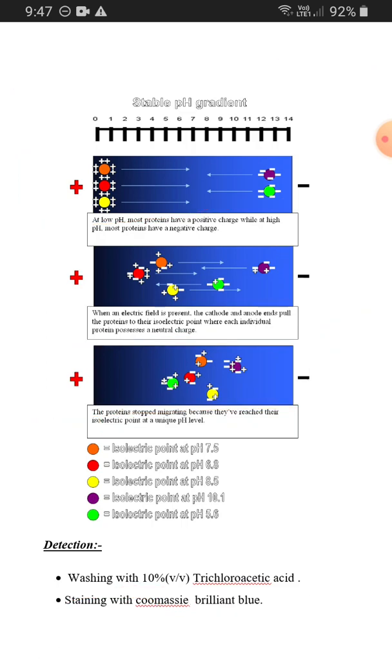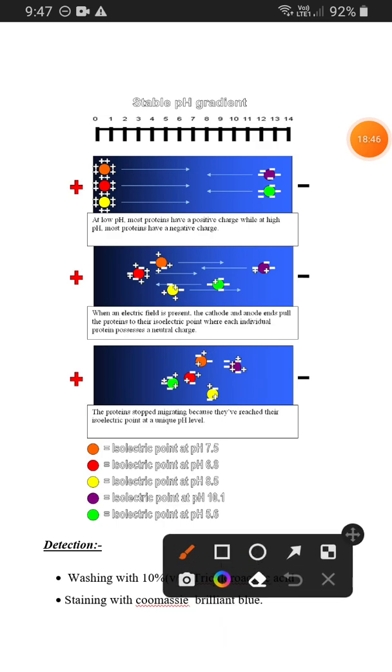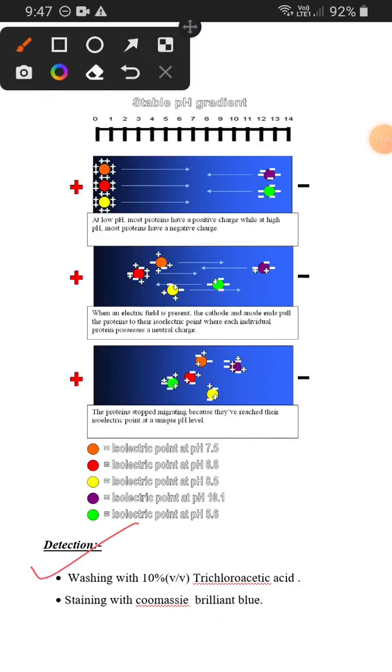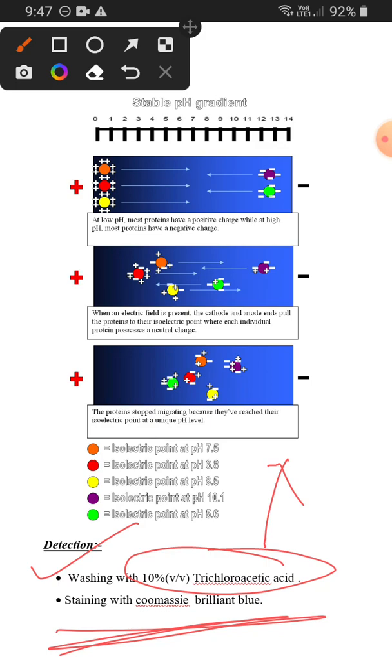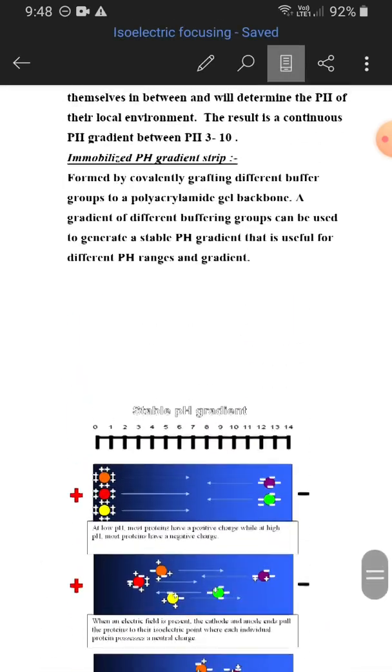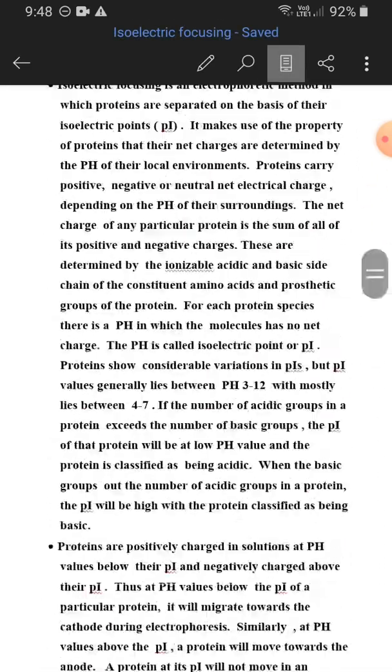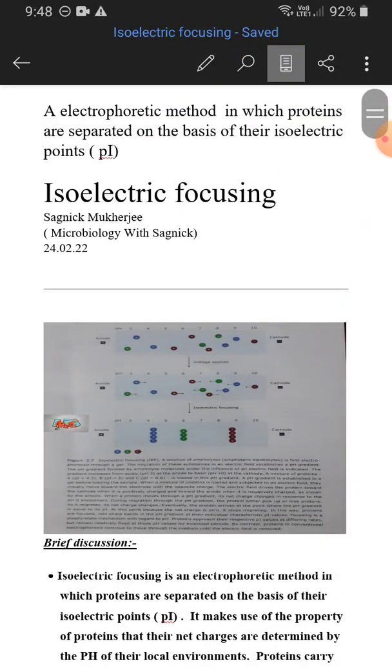So for that, the first goal will be to wash them. We can easily wash them with the help of 10% volume by volume trichloroacetic acid, and after the washing we will use staining with Coomassie brilliant blue. Okay, so that is how the detection can be done. After staining with Coomassie brilliant blue, the separated proteins will appear as blue colored bands, which can easily be detected, and then you can easily separate your proteins which are of the same molecular weight but have differences in isoelectric point.